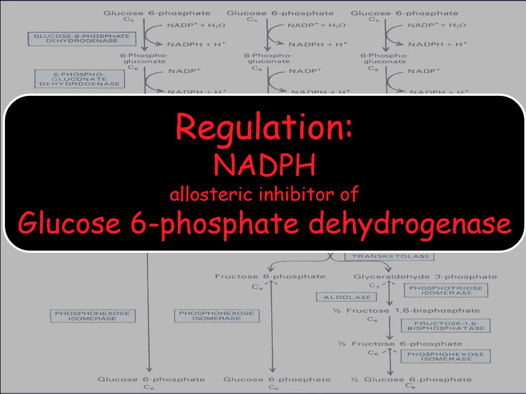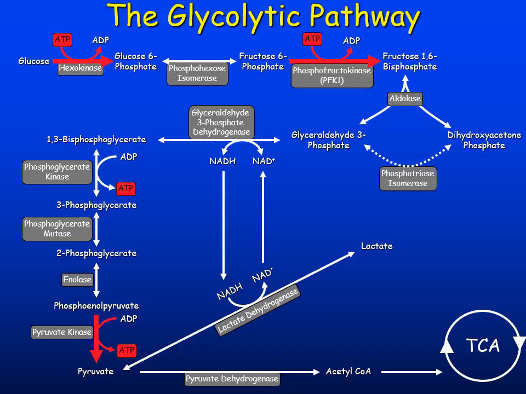And the regulation of this pathway is crudely simple. It's via NADPH, which acts as an allosteric inhibitor of glucose 6-phosphate dehydrogenase. So in effect, it's this enzyme up here. So that's basically end product inhibition, slowing it down when the production of NADPH is too high. And I just thought I'd briefly remind you where we got that substrate from for the pentose phosphate pathway. It's glucose 6-phosphate, which is this substrate here, the first intermediary of the glycolytic pathway.